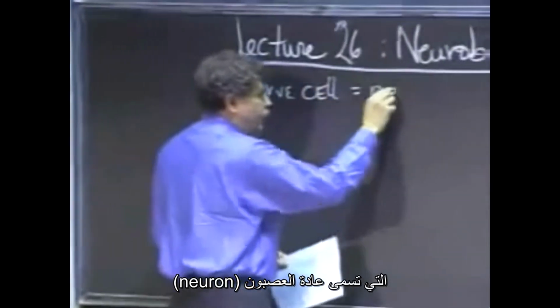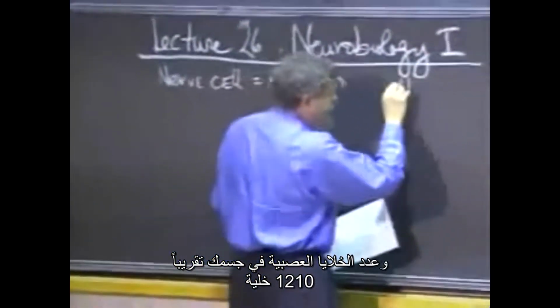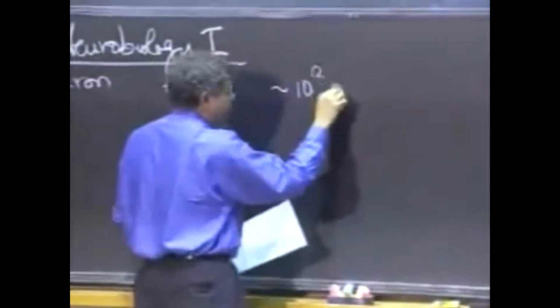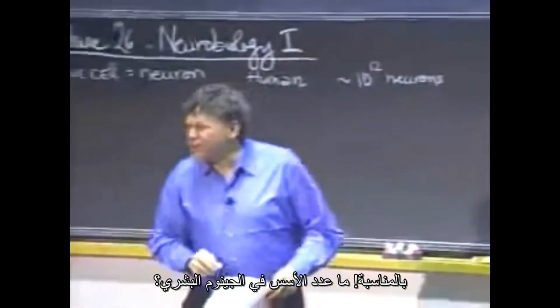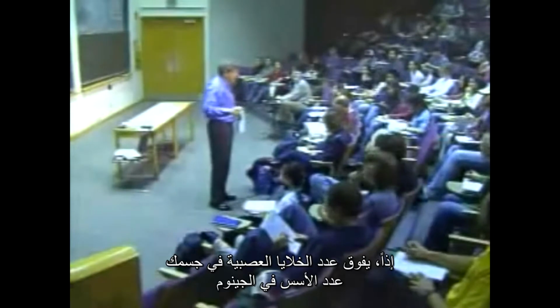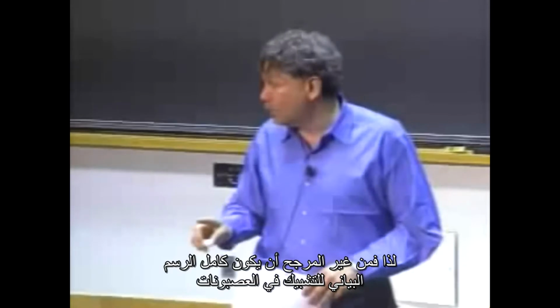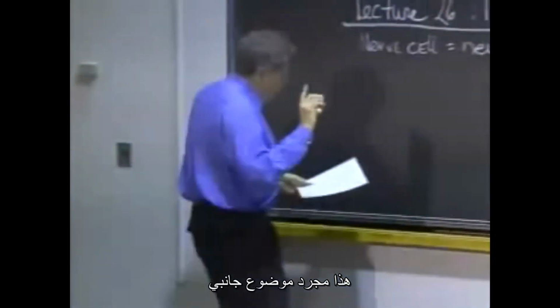which goes by the name a neuron. You have approximately 10 to the 12th neurons. How many bases are in the human genome? About 3 times 10 to the 9th. So you have a lot more nerve cells than bases in the genome. So it's unlikely that all of the wiring diagram is completely specified in the sequence of the genome, simply because we have a lot of them here. That's just a minor side point.